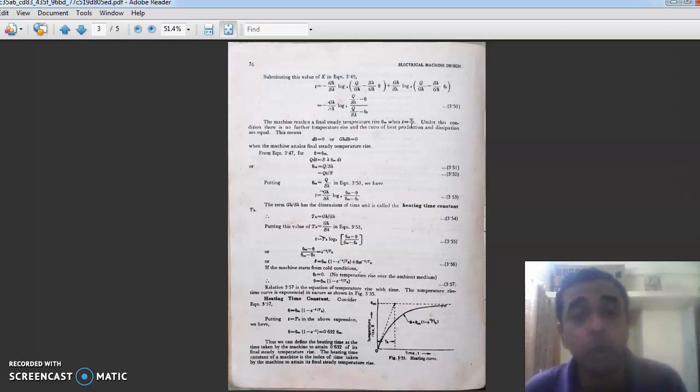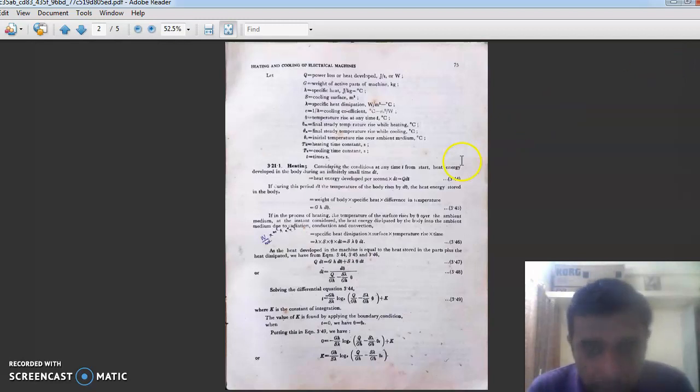What is the reason for no temperature rise? Whatever heat is produced is being dissipated. That means there is no storage; the heat energy stored is 0. That is why there is no temperature rise. So whatever heat is produced is being dissipated. Heat production is equal to heat dissipated. That means the change in temperature d theta is equal to 0. If d theta is 0, then gh d theta is of course 0. That is, the heat developed is equal to the heat dissipated.